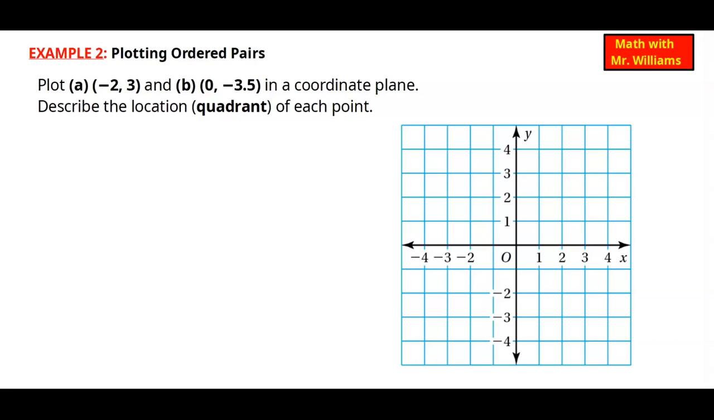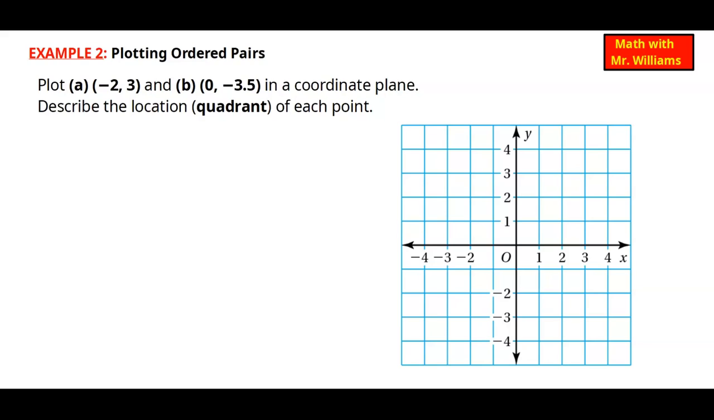Math with Mr. Williams, example 2, plotting ordered pairs. Plot A, negative 2, 3, and B, 0, negative 3.5 in a coordinate plane. Describe the location quadrant of each. Okay, so the first one, let's go ahead and plot negative 2, 3.